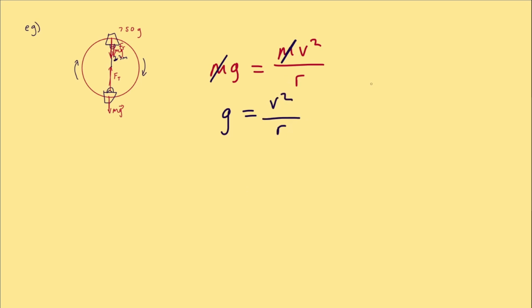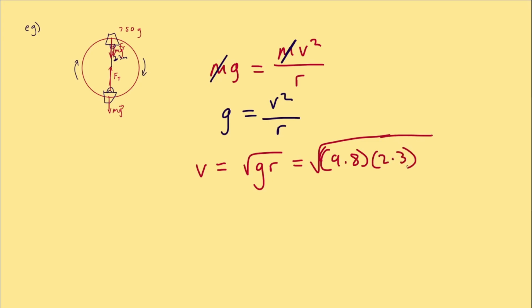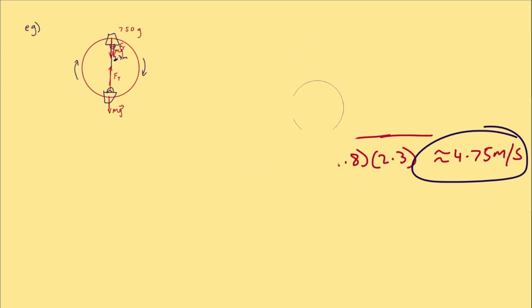We're looking for the minimum speed at the top, so let's solve for velocity. When you solve for velocity and you rearrange the equation, you get v equals root gr, which is equal to the root of 9.8 times 2.3. Remember, 2.3 is the radius. Then you get roughly 4.75 meters per second. That's the minimum speed your bucket needs to be traveling at for it to not spill water at the top. Now let's ask a second question to expand on this and keep learning.